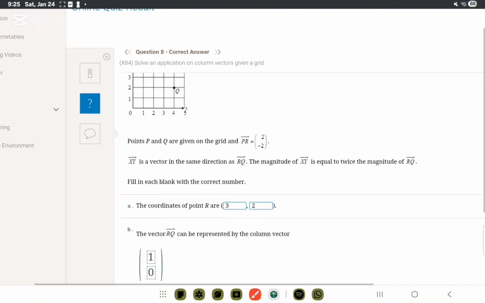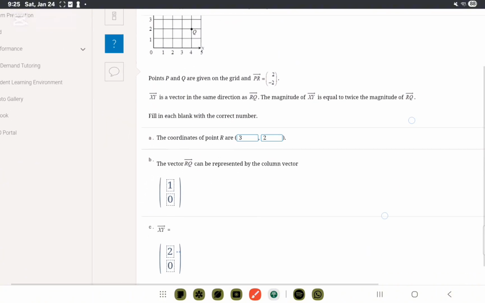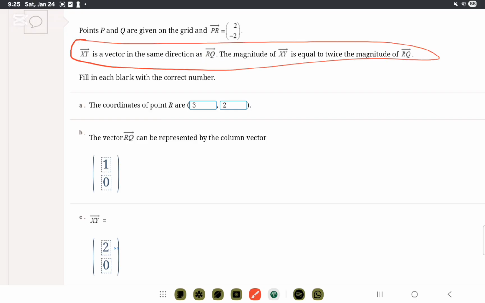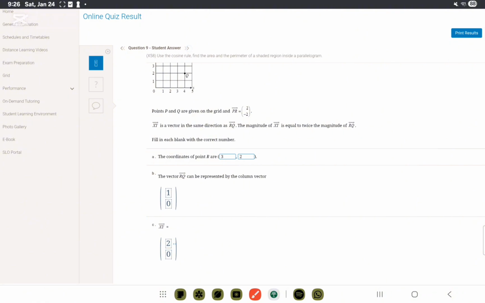That's it. Now, okay, for this question, all you need to do is read this sentence. Okay? X, Y, with this one, is a vector in the same direction as RQ. So they're both positive. Okay? The magnitude of xy is equal to twice the magnitude of RQ. So you just do 2 times and then 2 times. That's it. That's it for this one.